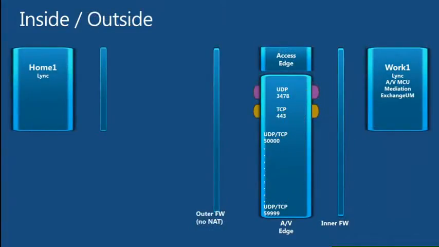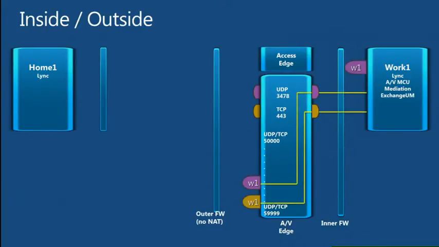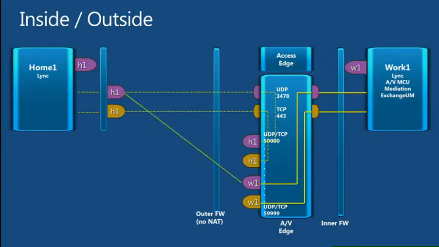Okay, next situation. One user is internal in your internal network. The next user is outside at home. Same process will start. So the work user will discover all its candidates, will contact the home user, who will discover all its candidates. And now they will try to establish the most optimal media path. Of course, direct to direct will not work in that case.